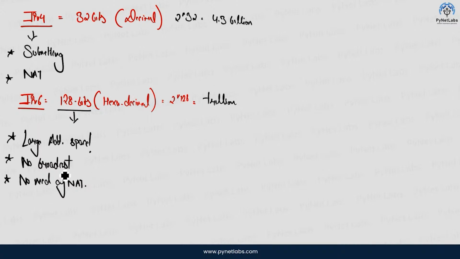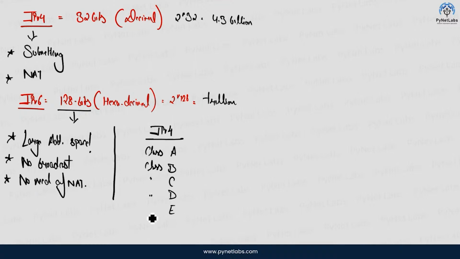So we are not going to have any kind of broadcast, and it is going to have a very simplified header, which I'll explain with a structure of how it looks. Now, if you know IPv4, in IPv4 we have classes: class A, class B, and similarly C, D, and E. These are the classes which were there with the IPv4 addresses, with some ranges.